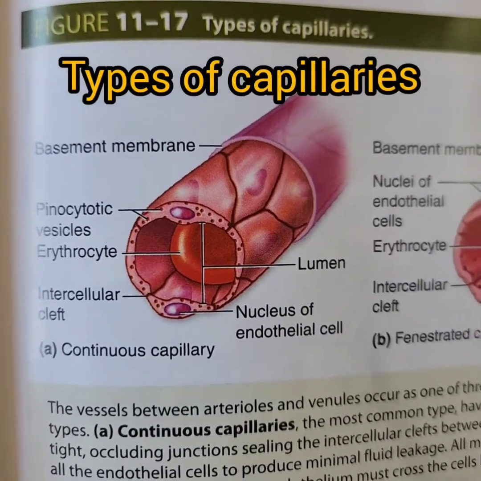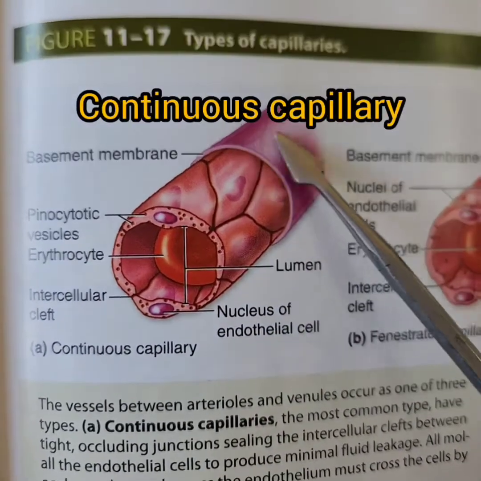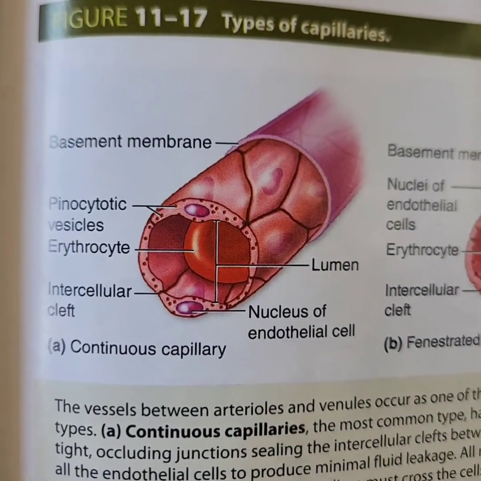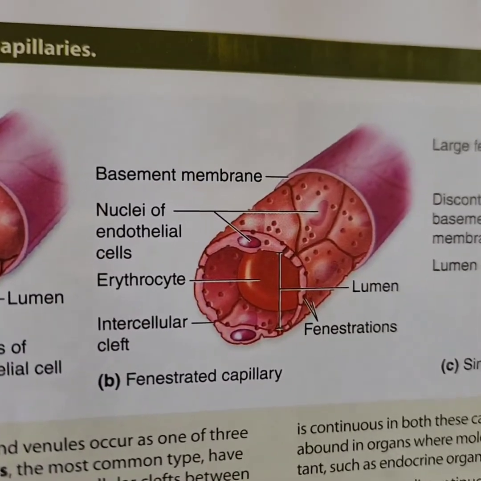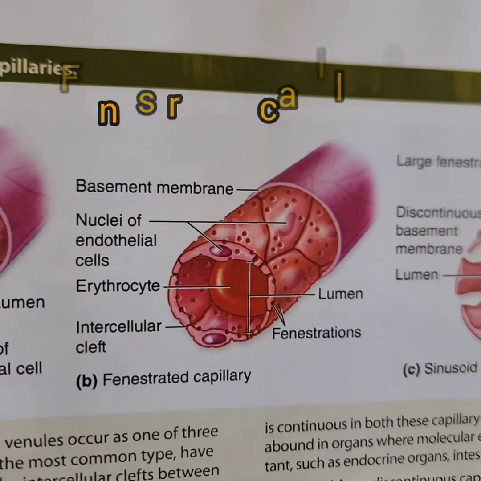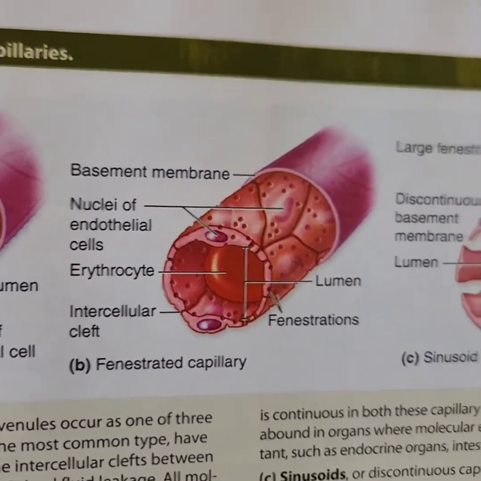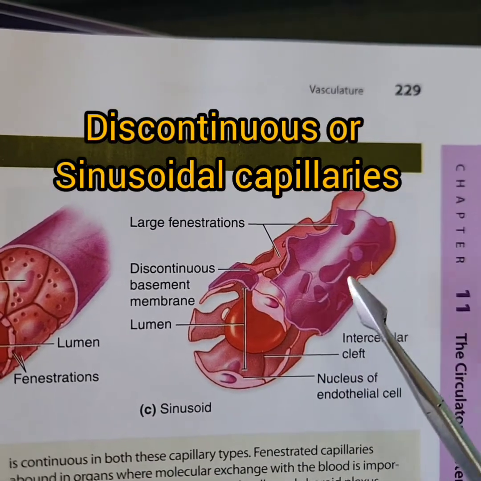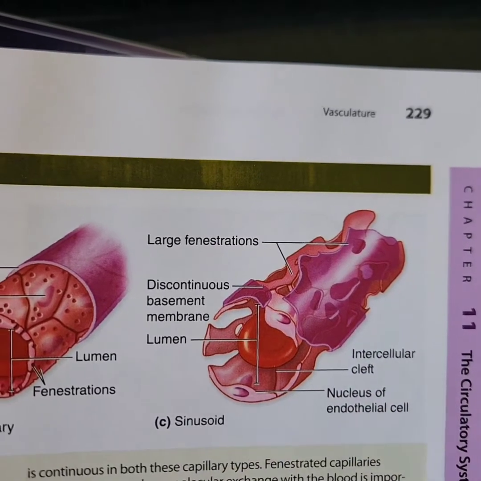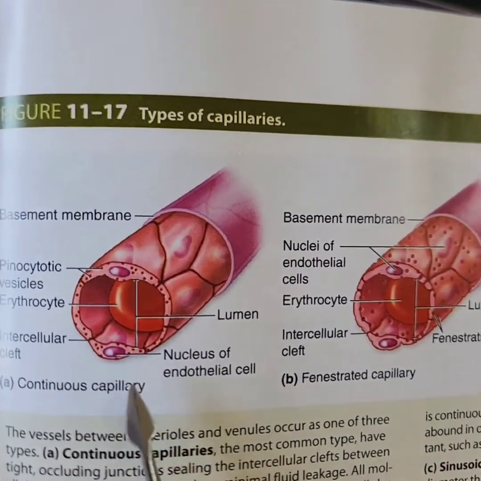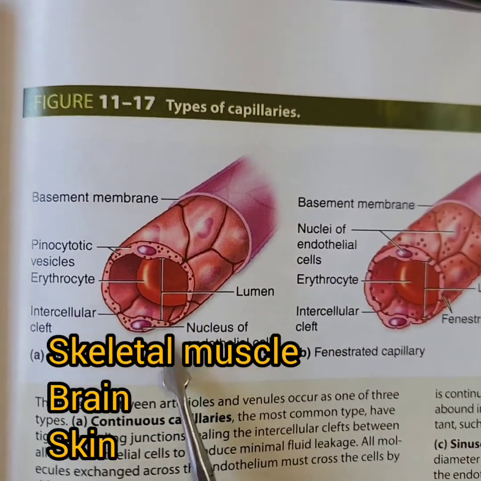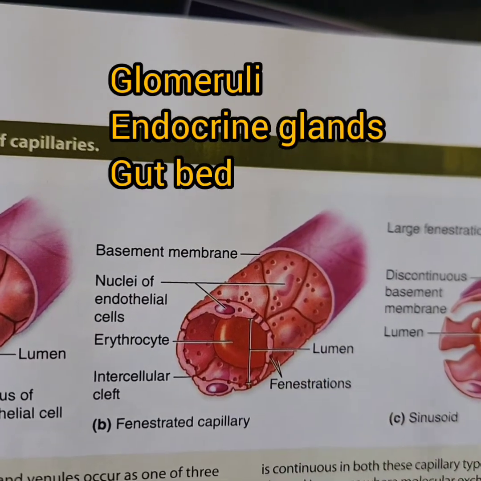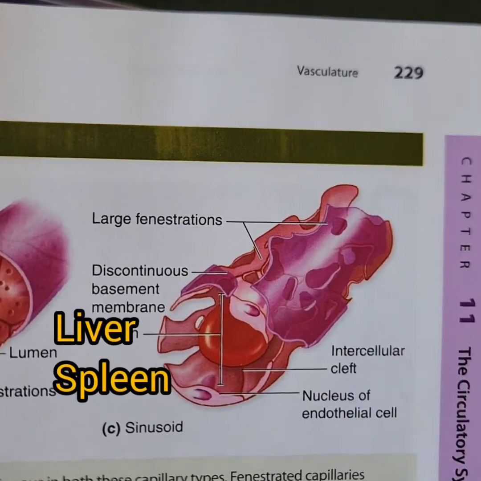Capillaries are of 3 types. Continuous capillaries have continuous endothelium and basement membrane outside, and diffusion has to happen through the cell by exocytosis or endocytosis. And certain other capillaries have fenestrations, they have holes in the endothelium. Diffusion happens in a somewhat easier manner. And few capillaries are discontinuous, which have breaks in the lining epithelium, and also breaks in the basement membrane. These are sinusoidal capillaries. Continuous capillaries are seen in skeletal muscles, brain, and skin. Fenestrated are seen in renal glomeruli, endocrine cells, and in GIT. Sinusoidal capillaries are seen in liver and spleen.